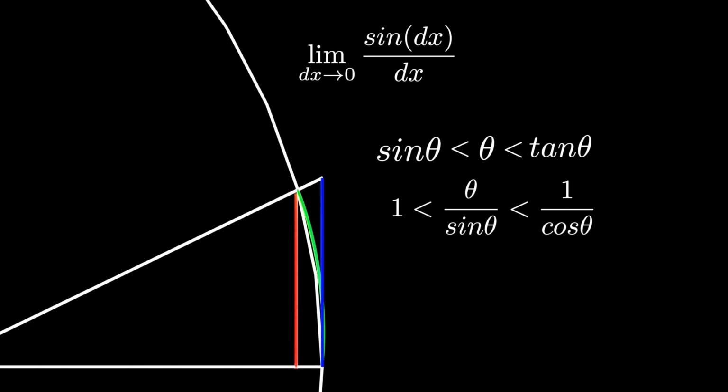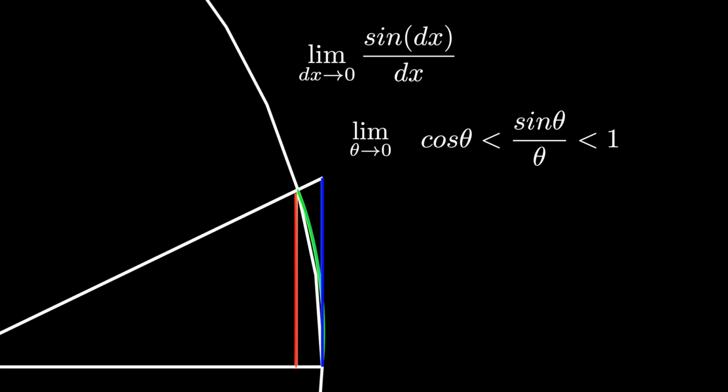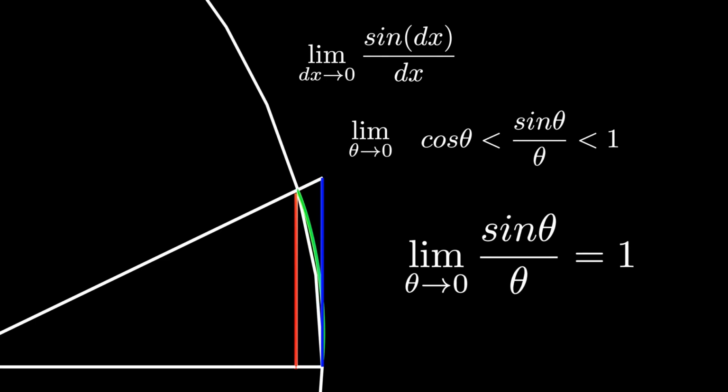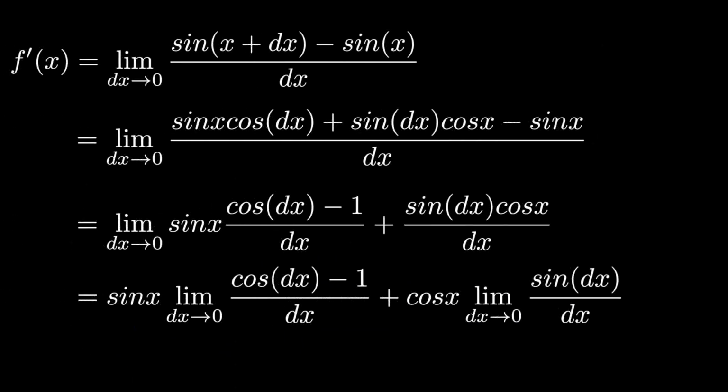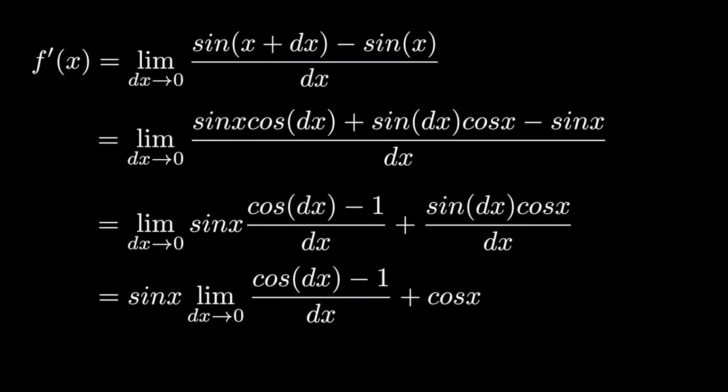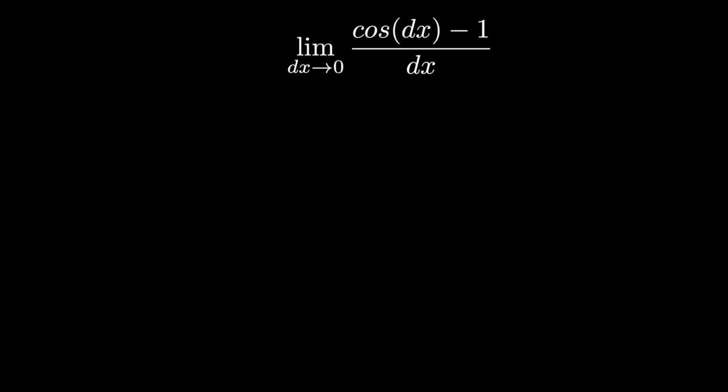Divide every part of this inequality by sine theta and then take the reciprocals, which mind you switches the signs, but you can just rearrange. Now once you take the limit as theta goes to 0, we notice that sine theta over theta is equal to 1. So that solves this limit. Okay, but now how do we solve this limit involving cosine?